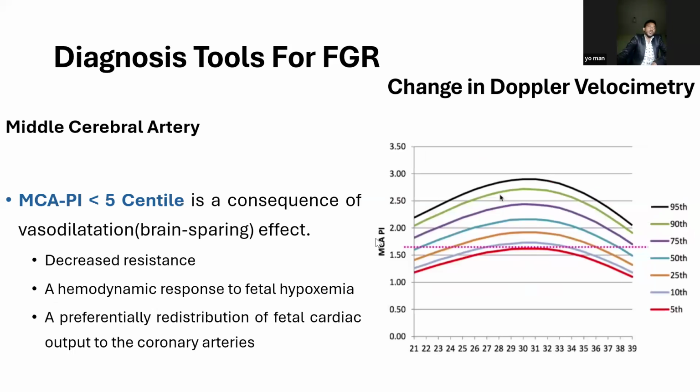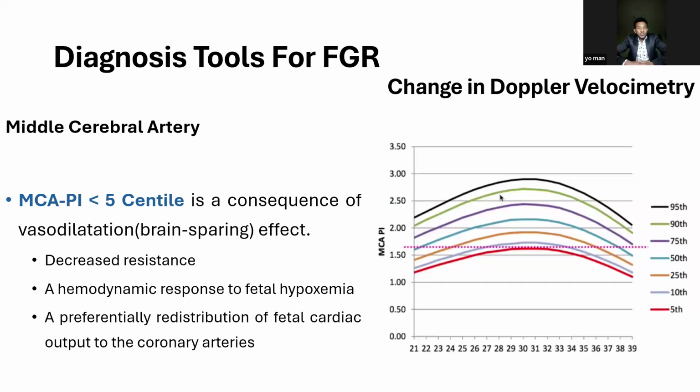The same is true for the middle cerebral artery, but the middle cerebral artery is the reverse of the umbilical artery. The middle cerebral artery is logically a high resistance flow because the baby is in good shape. The baby is in the uterus, he has nothing to think about, no life hassles, so he doesn't need extra blood in the brain. So normally it is a high resistance flow, okay?